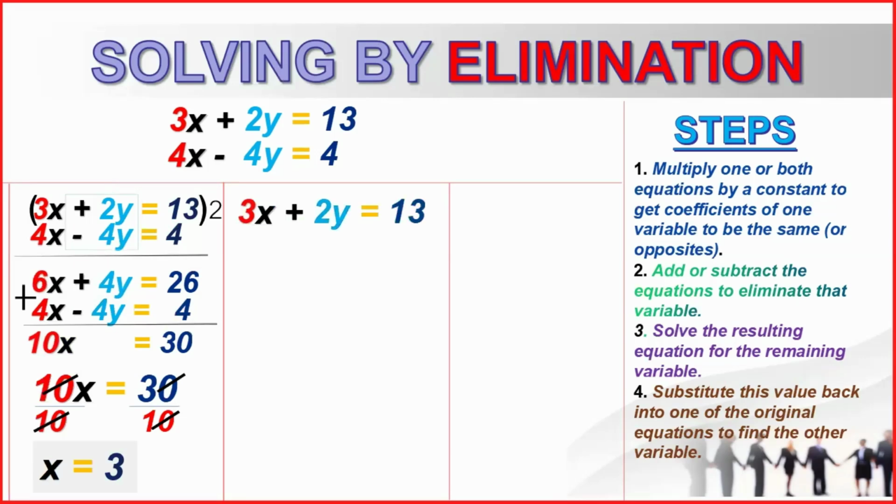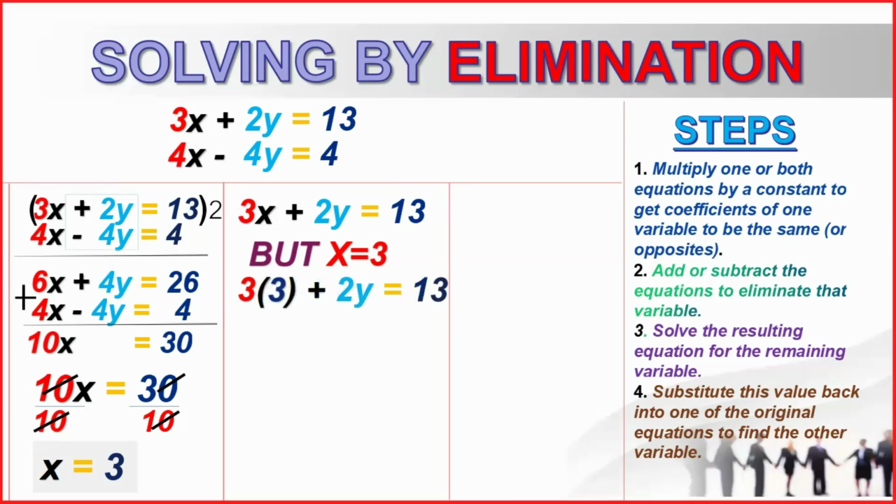Let us go back to substitution. Substitute this value back into one of the original equations. So we know 3x plus 2y equals 13, but x is equal to 3. This x now is 3, so this is 3 times 3 plus 2y equals 13.